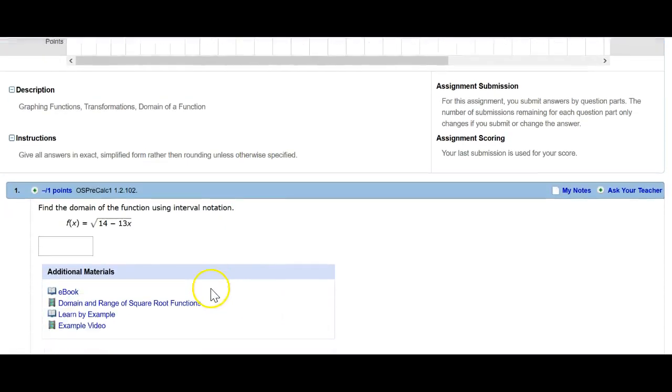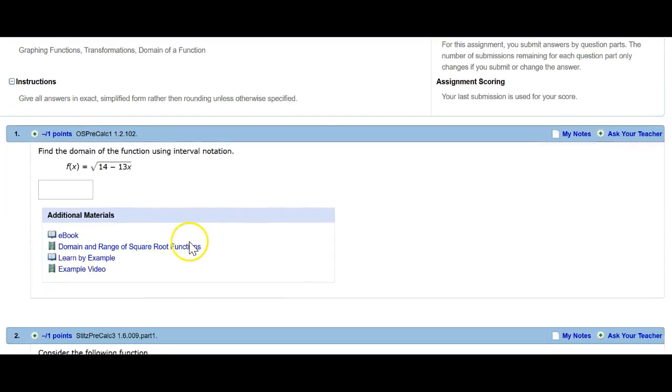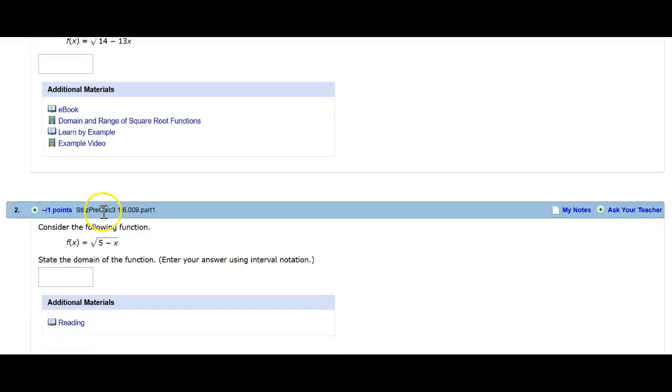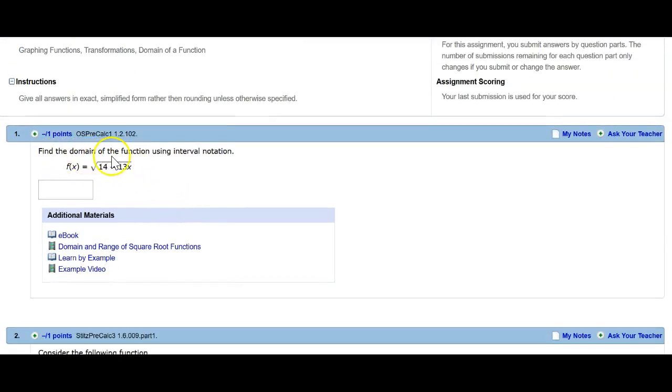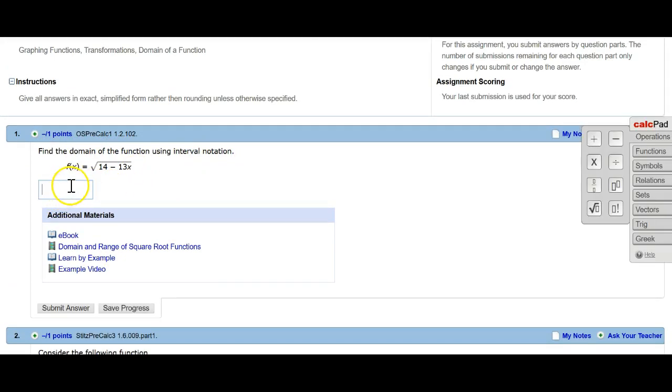So, for example, let's look at some of these questions. You need to pay attention to how it's asking for the input. Notice that it says find the domain using interval notation. That means it's expecting the interval notation with the parentheses. Webassign doesn't require the union symbol, but that's really the proper way to use interval notation when you're talking about two different intervals.